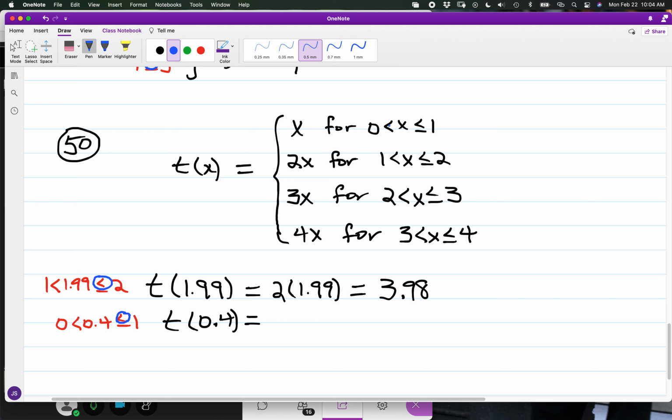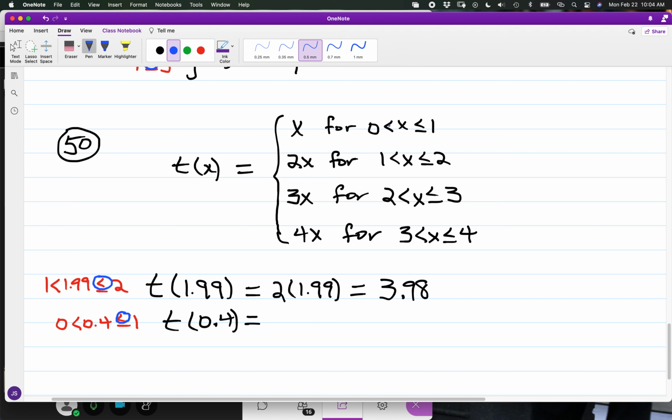So now 2 is less than 3, that is true. And for 3 less than or equal to itself, what makes it true is the equal part. And so in terms of what to do with 3, we take the 3x part here. So we have 3 times 3, and so that is going to be equal to 9.